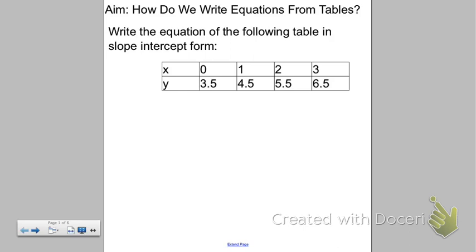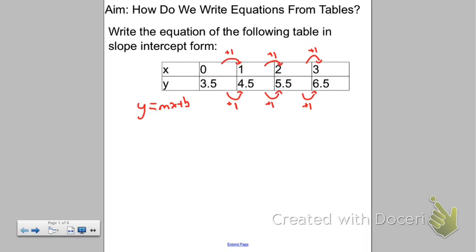So, if we're writing our equation in slope-intercept form, we still need to write y equals mx plus b. The easiest way to find the slope in a table is to find the difference in y and the difference in x. Here I'm adding 1. For the x values, I'm also adding 1. And then I check to make sure it's the same thing for every single part. So all of my y's are adding by 1, all of my x's are adding by 1.